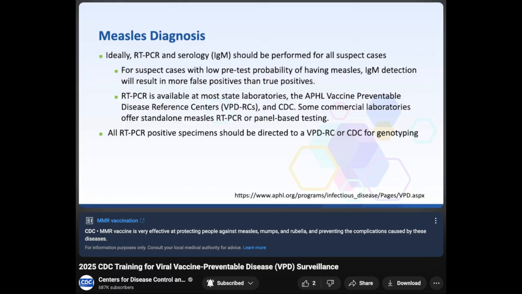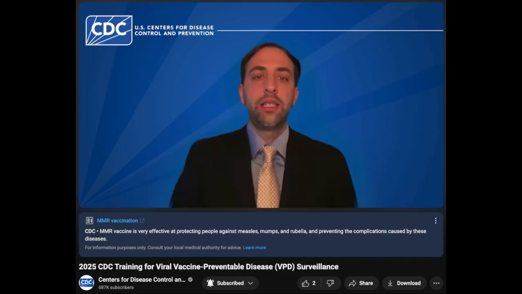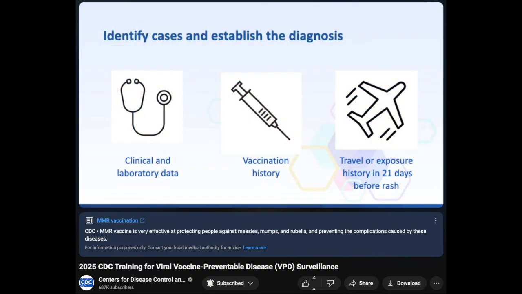However, CDC recommends that providers coordinate measles testing through their state or local public health agency. All RT-PCR positive specimens should be directed to a VPD reference center or CDC for genotyping. A link to the VPD reference centers is at the bottom of the slide. CDC epidemiology and laboratory teams are available for consultation to help with measles diagnosis, if needed.